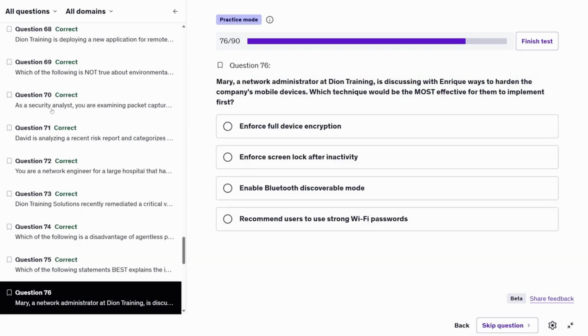Mary, a network administrator at Dion Training, is discussing with Enrique ways to harden the company's mobile devices. Which technique would be the most effective for them to implement first?